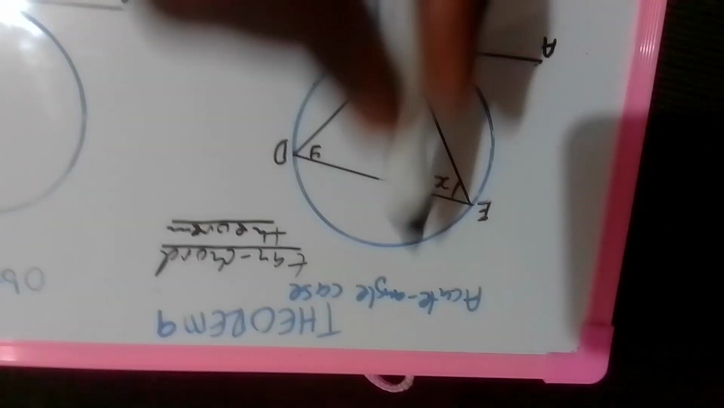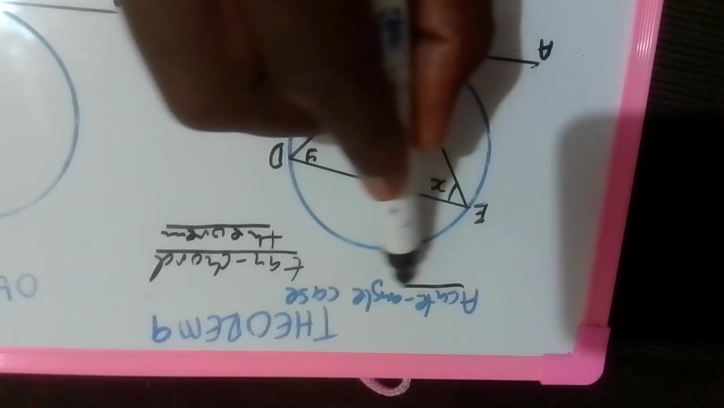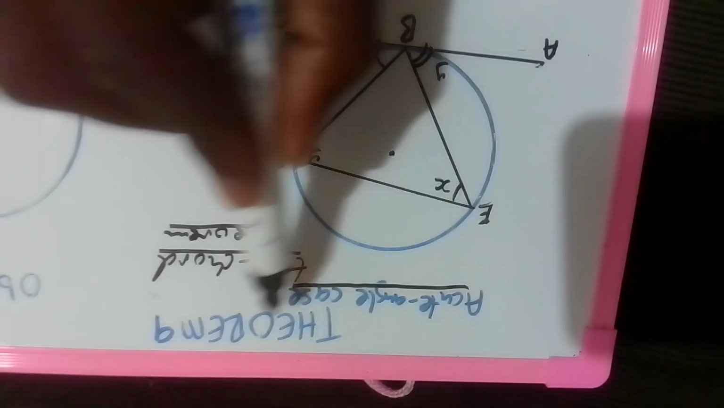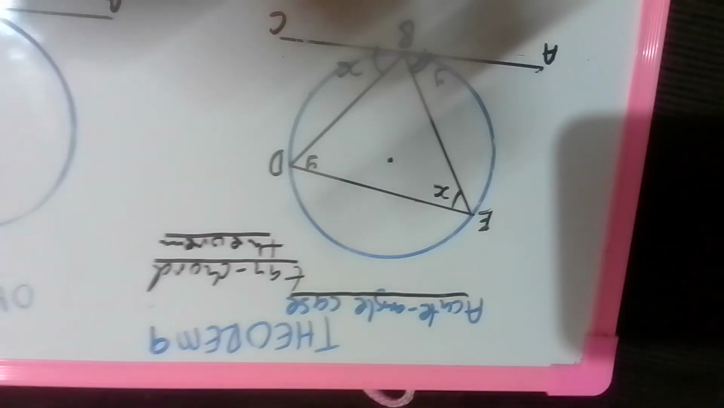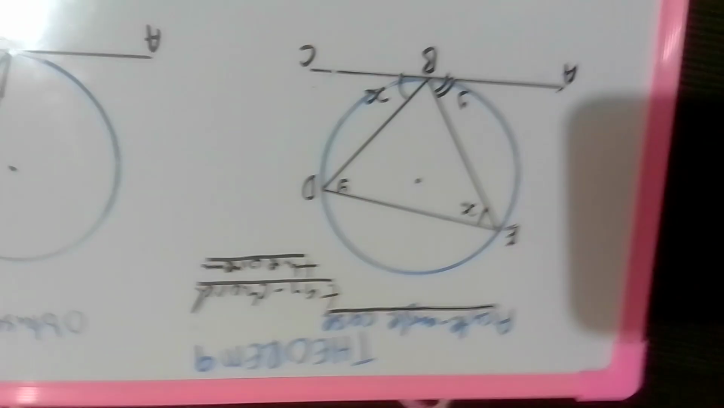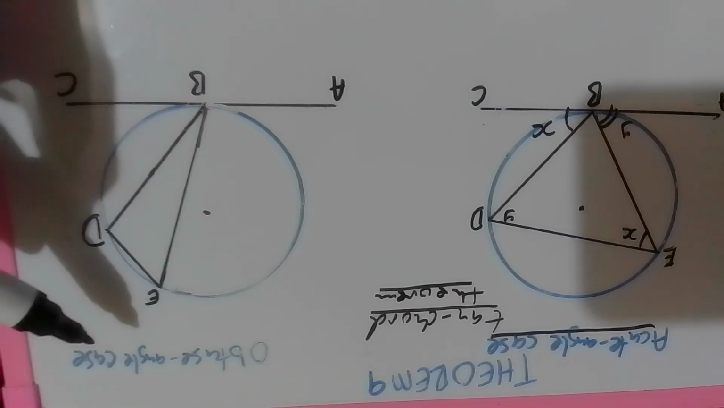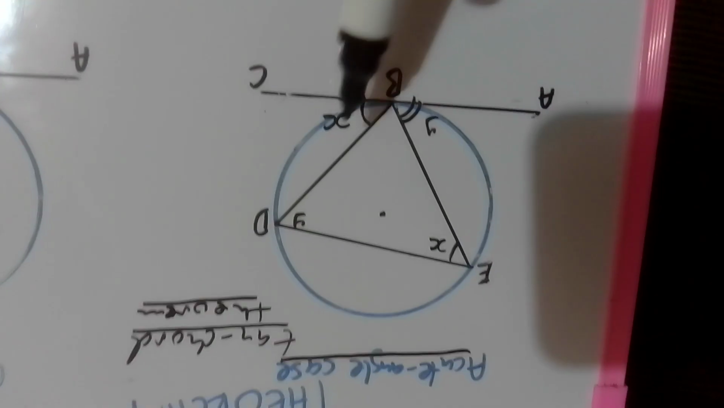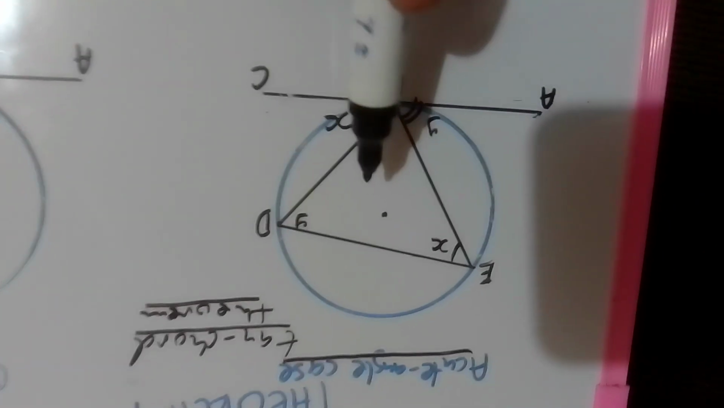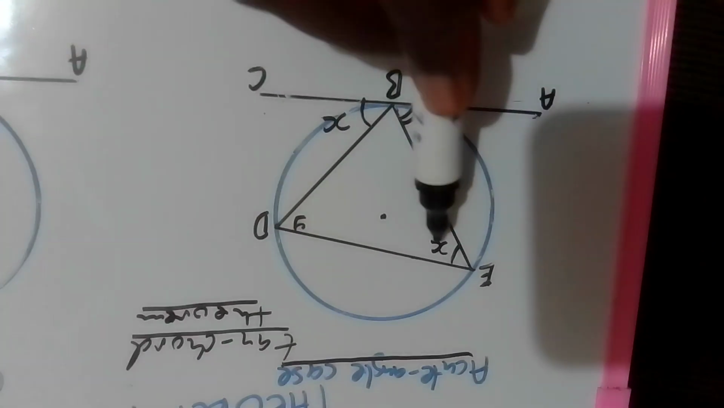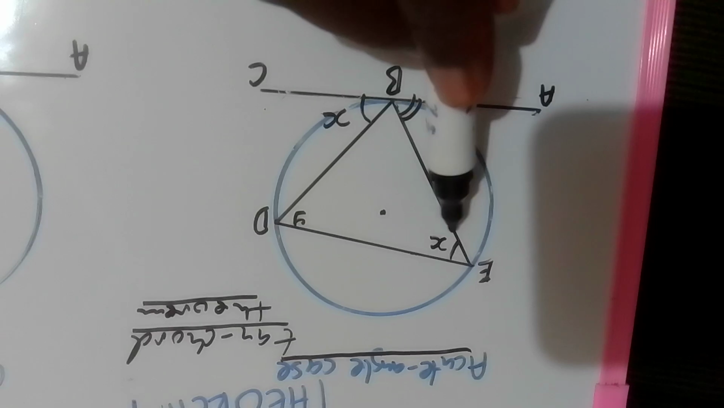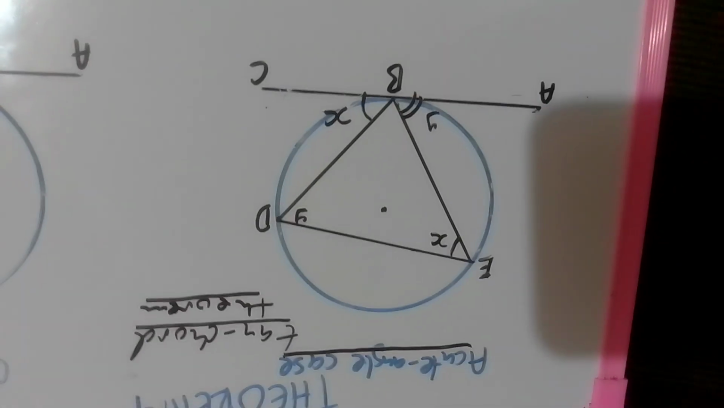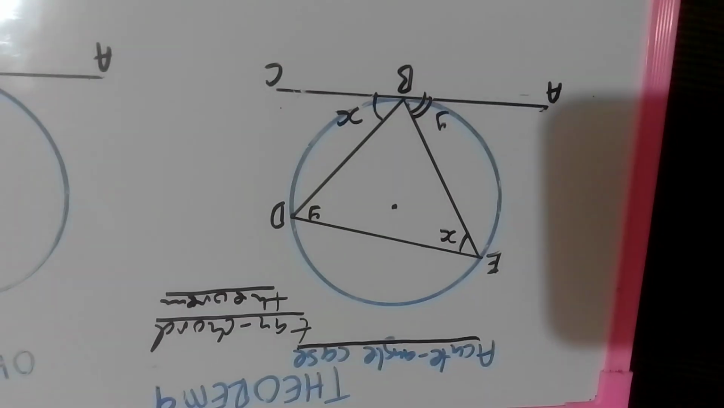Right? But if you observe here on top, I wrote acute-angled case. Why? Because theorem 9 has got two different cases, the acute-angled case and the obtuse-angled case. So I want to prove to you that these angles are equal, the angle between the tangent and the chord. So what are we going to do to prove that?